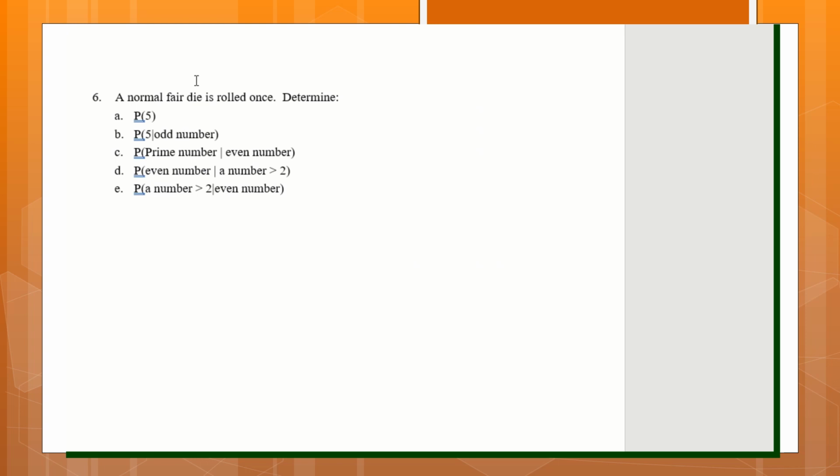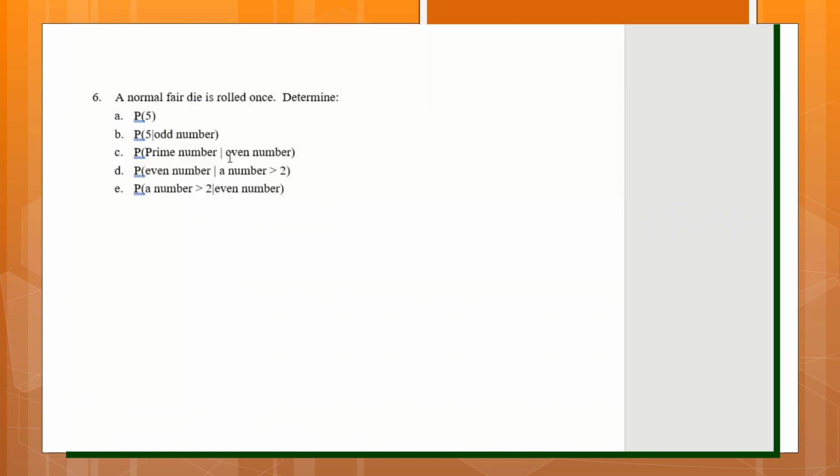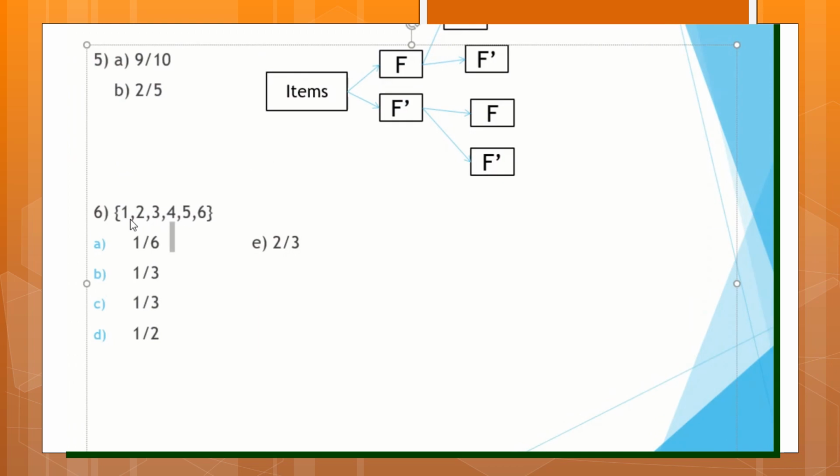And then this is number 6. A fair die is rolled once. So what's the probability of getting a 5? 1 out of 6. So I've already written down the sample space for you. You find out accordingly. Conditional probability is similar to what we did before. So you try first, okay?